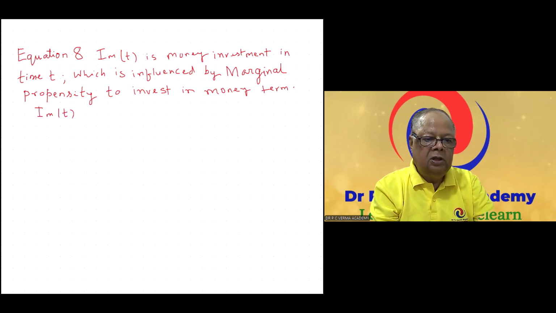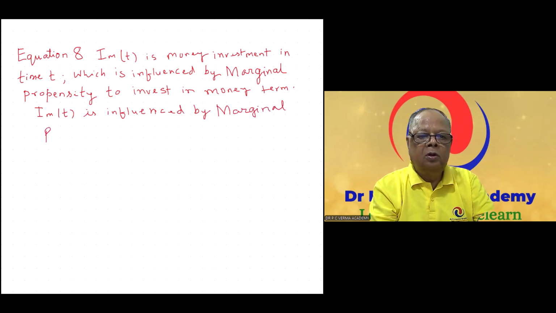IMT is influenced by the marginal propensity to invest, V dash.